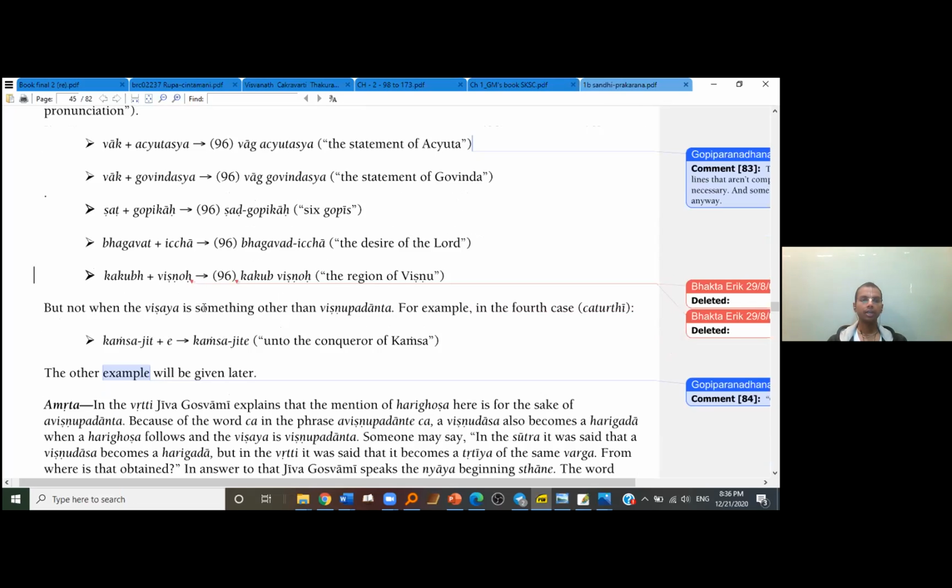But not when the Vishaya is something other than viṣṇu-padānte. Now, if we consider this word, this is not a viṣṇu-pada now. This is just the nominal root. And this is the suffix. So this is the viṣṇu-pada. So this sutra applies to such viṣṇu-padas, not to such non-viṣṇu-padas. Okay. And we'll get to know more about these viṣṇu-padas in the next chapter, which is the Shabda Prakaraṇa, the nouns. So like that. Okay.